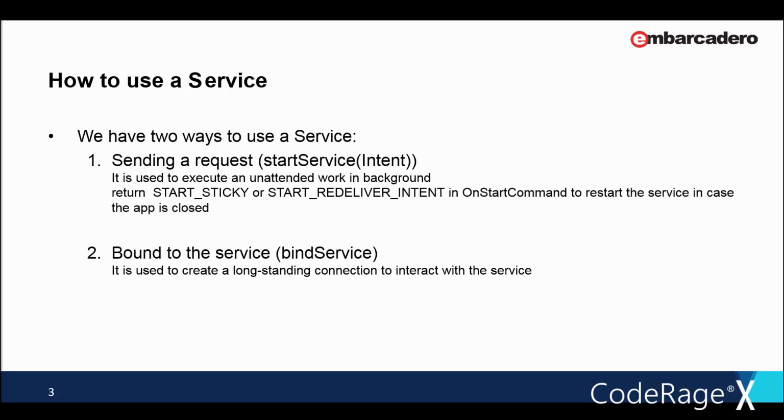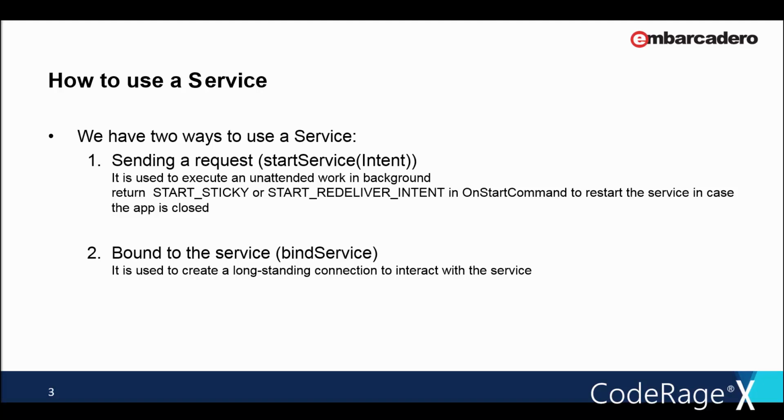There are two ways to communicate with a service. The first one is calling startService, sending an intent with the info needed to process a background task, and there is no feedback to the application. The second one is to bind to the service to communicate with it. You can use both methods at the same time. Binding to the service is used to create a long-standing connection to interact with the service.